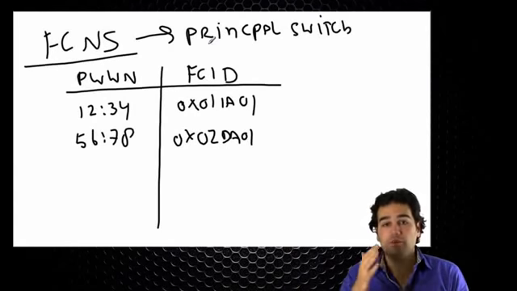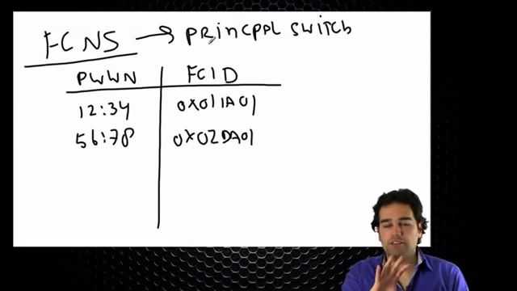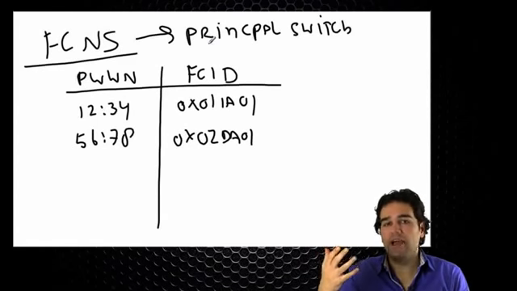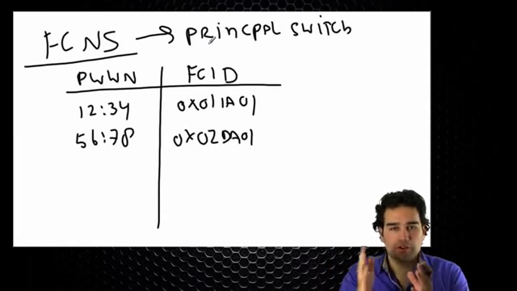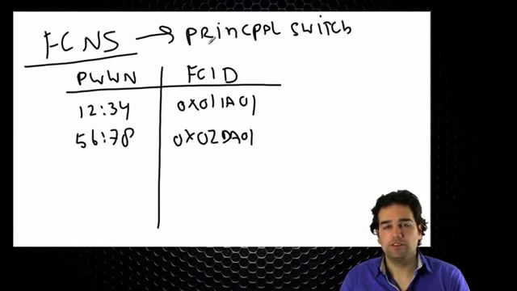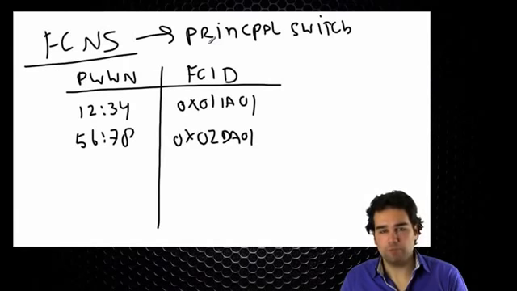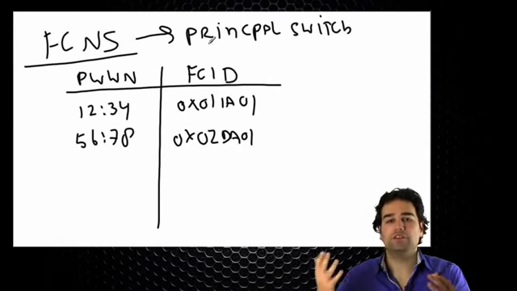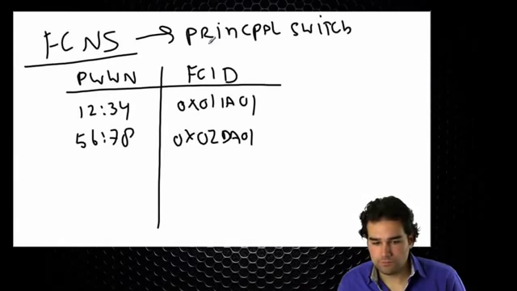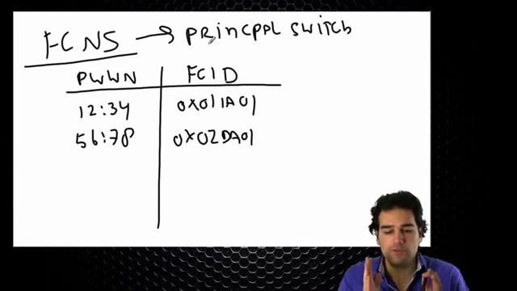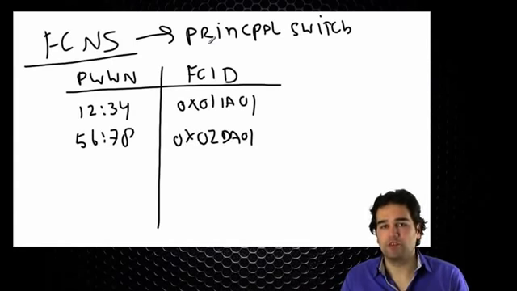So as soon as I need to do a failover, if my principal switch dies, I elect a new one, I already have the Fibre Channel name server database. So that's why I do not have a backup principal switch, because I already distribute all that information to all my switches. So the principal switch is the one who will respond to the queries.